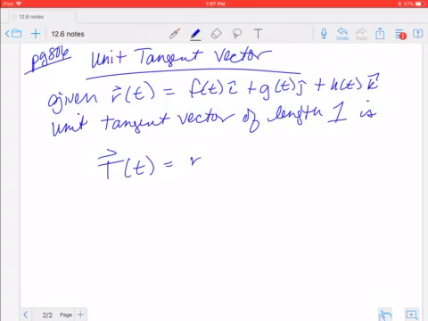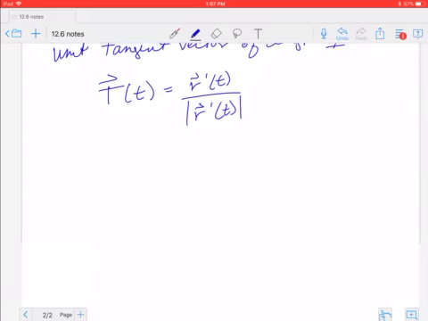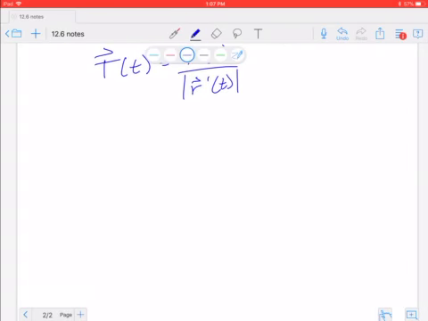T of t is the derivative of my vector over the magnitude of my derivative. Just like a regular unit vector is my vector over the magnitude of my vector, the tangent one uses the derivative. So it's the derivative over the magnitude of the derivative. Okay, so let's do one. Keep that formula up there so we can still see it. We're going to do example 2b. Find the unit tangent vector.